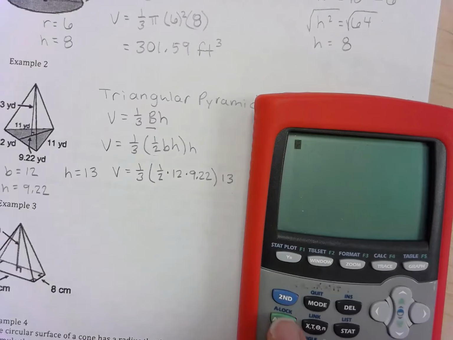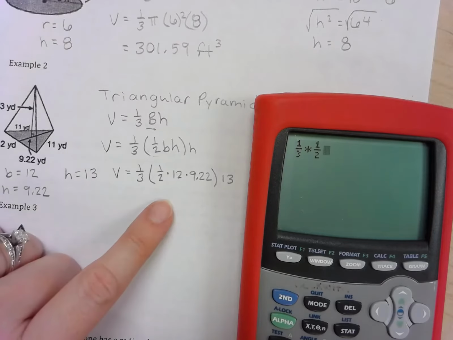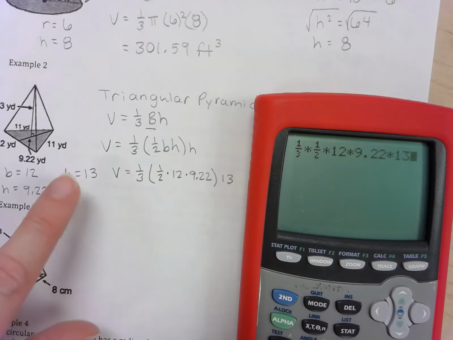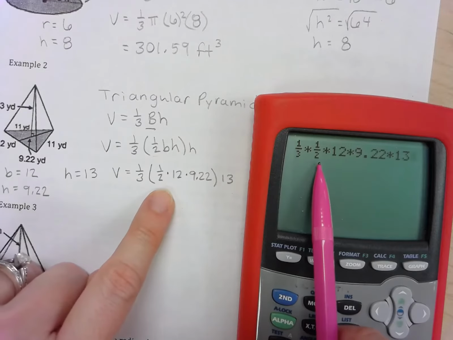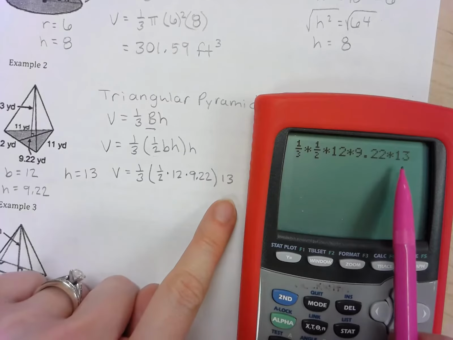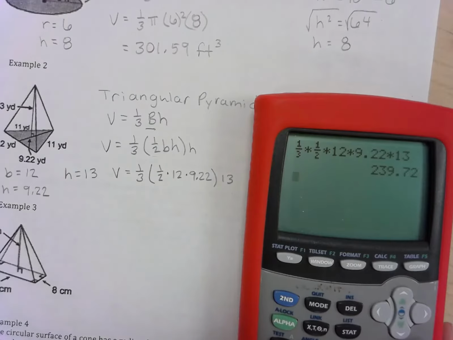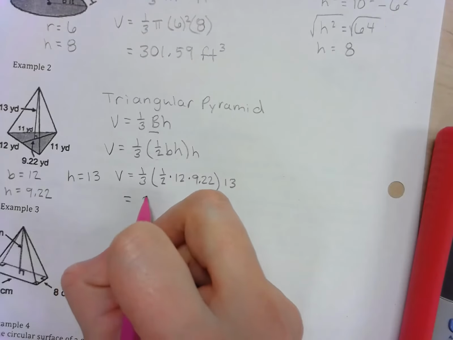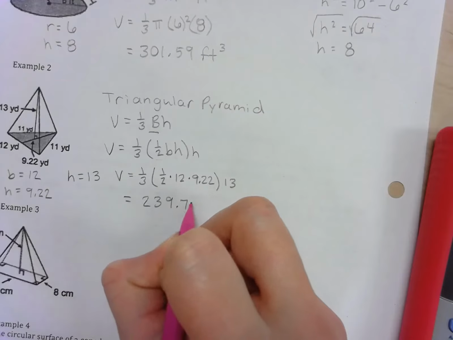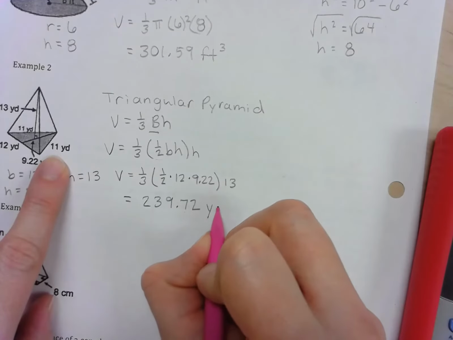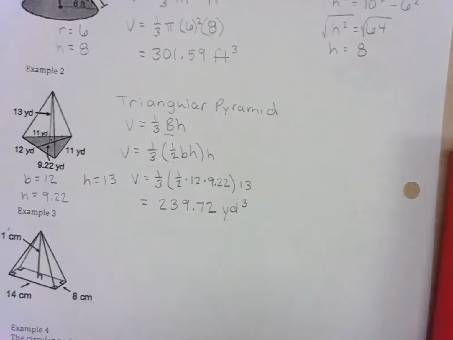Calculate that. So we have 1/3 times 1/2 times 12 times 9.22 times 13. Let's check to make sure everything's entered in correctly, or you could always enter it in a second time. Here we find our volume to be 239.72. Of course, include your units. We're in cubic yards for volume.